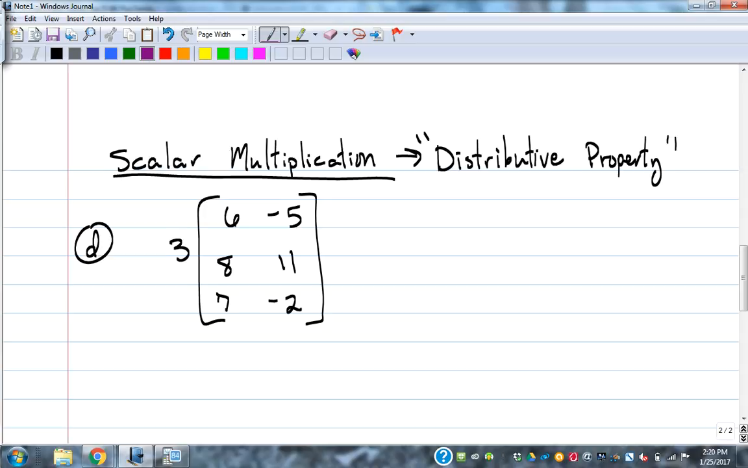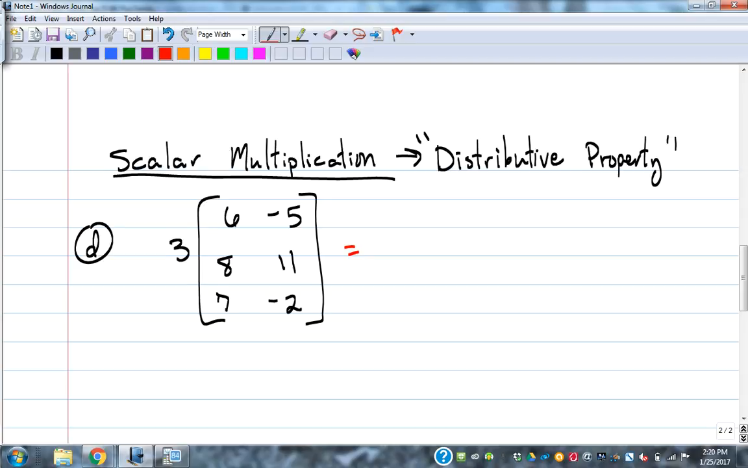All that scalar multiplication means is distribute this 3 to every piece inside with multiplication. 3 times 6, 3 times 8, 3 times 7. 3 times -5, 3 times 11, 3 times -2. Okay. And this is another thing that I don't do in the calculator, but it can be done in the calculator. Scalar multiplication doesn't change the dimensions of your answer.